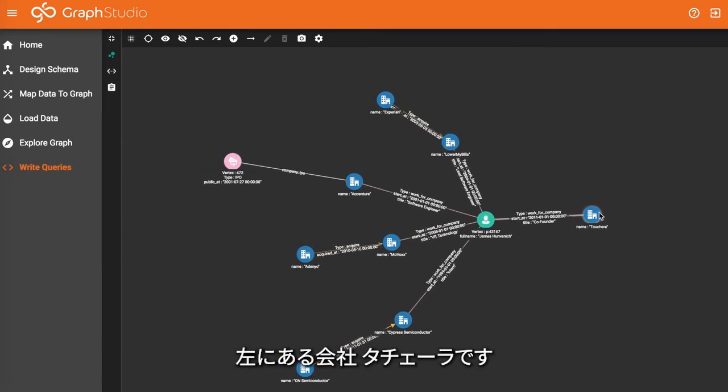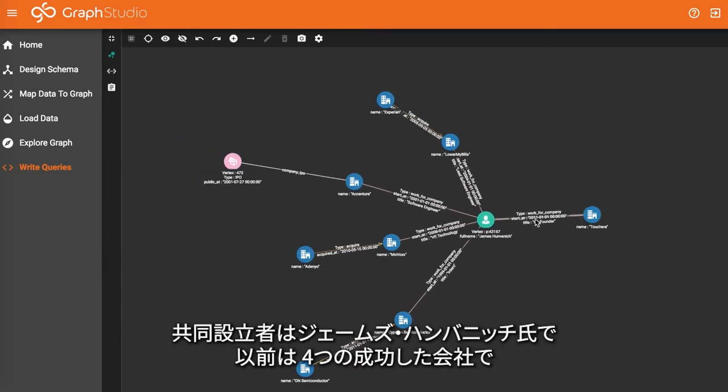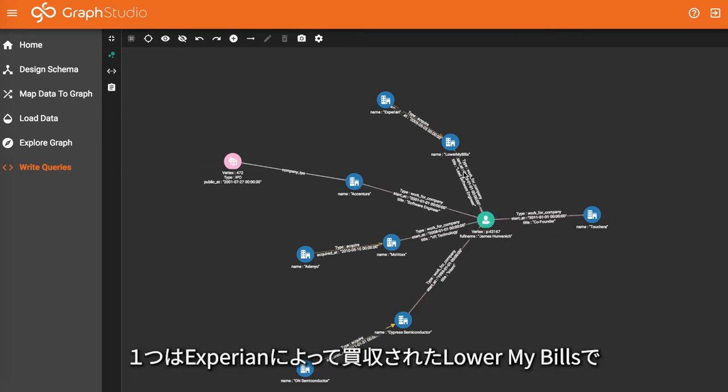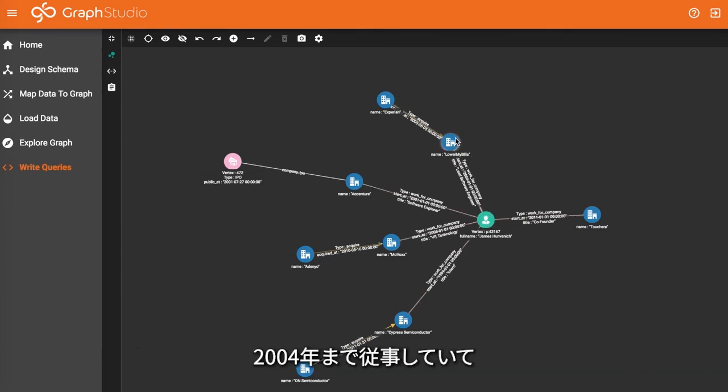For this company, Tachera, the co-founder is James Hunvanich, and he has previously worked for these 4 successful startups. Lower My Bills, which was acquired by Experian. He worked for them in 2004, and they were acquired in 2005.